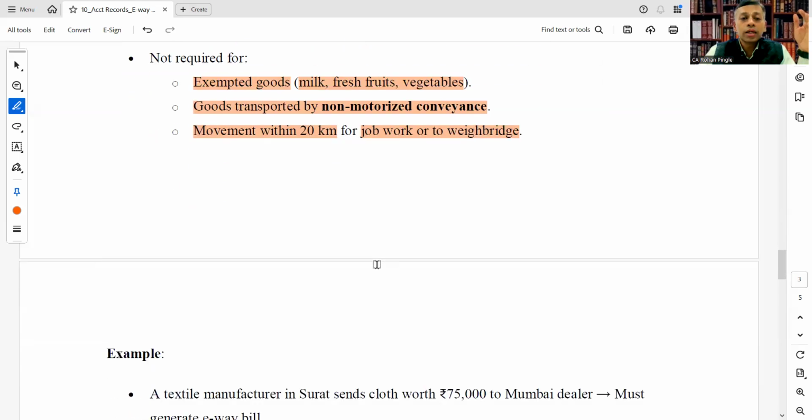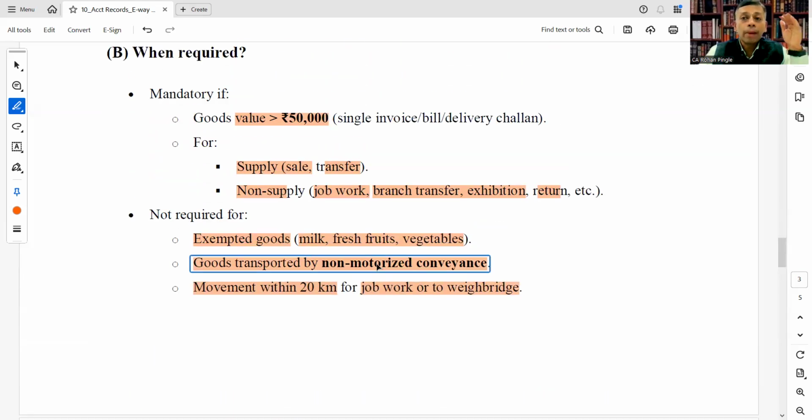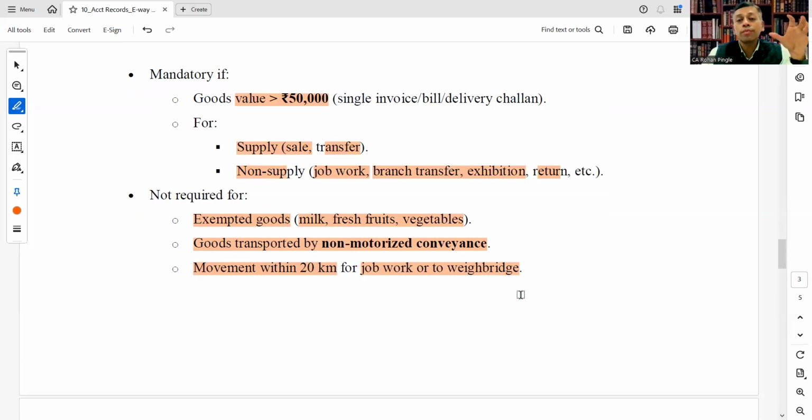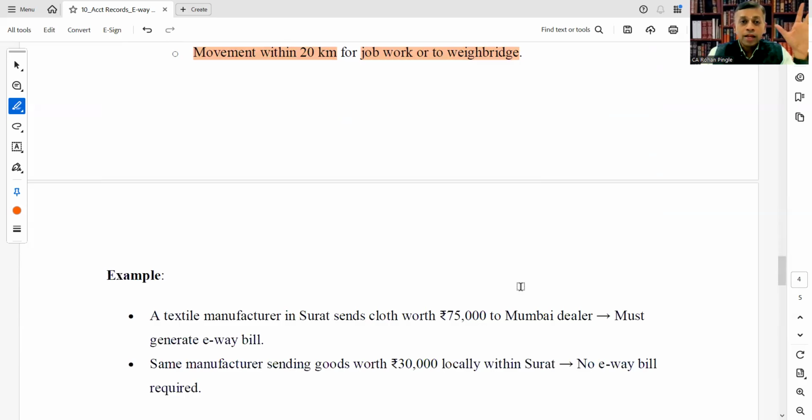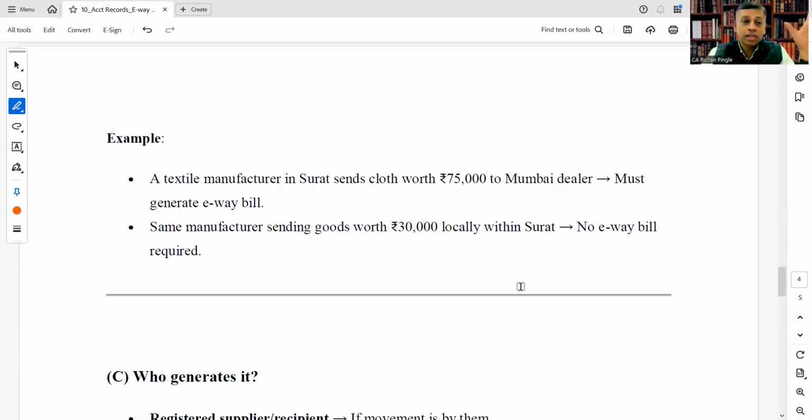So these are the cases when it is mandatory to generate an e-way bill, that is, goods value exceeding rupees 50,000. And when it is not required: exempted goods supply, that is milk, fresh fruits, vegetables, goods transported by non-motorized conveyance, or movement within 20 kilometers for job work. Let's see some practical examples.